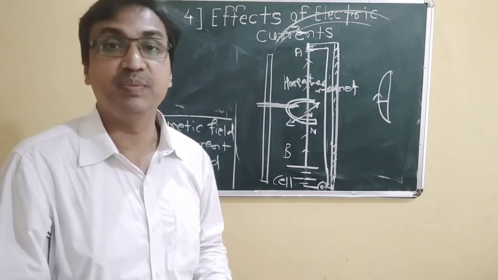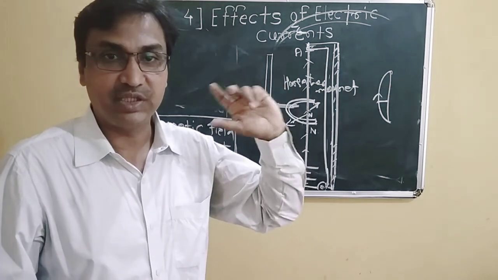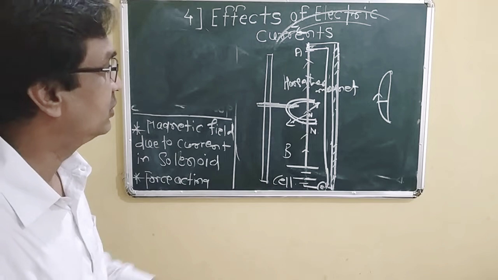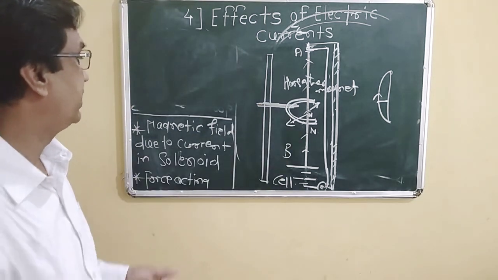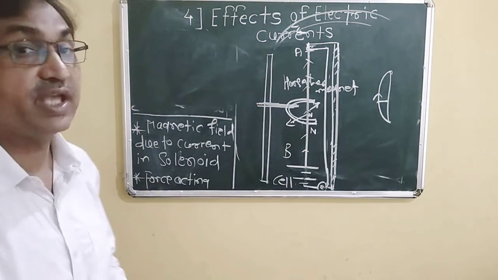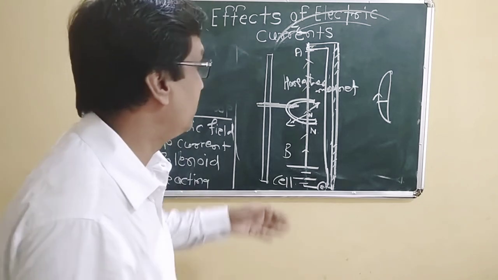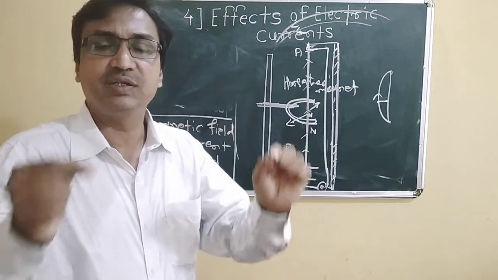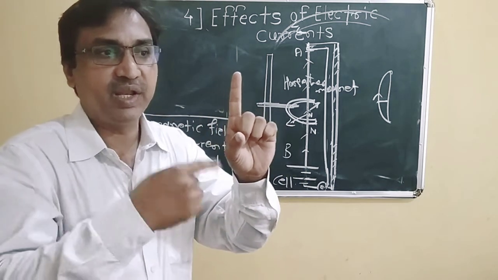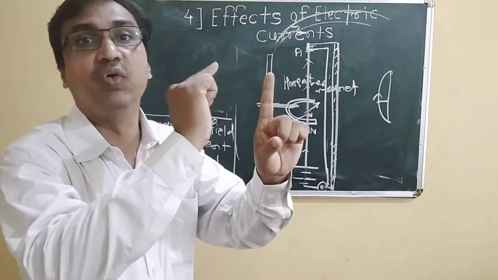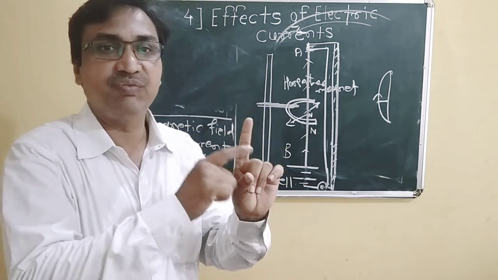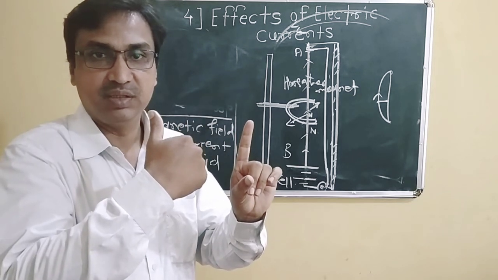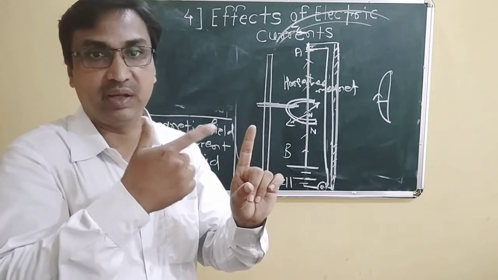They are mutually perpendicular to each other. And these things we have to study in that experiment. That is, force is acting on a conductor. When a current carrying conductor is placed in a magnetic field, it experiences a force. It experiences a force, whether on this side or this side. This depends upon the direction of electric current.